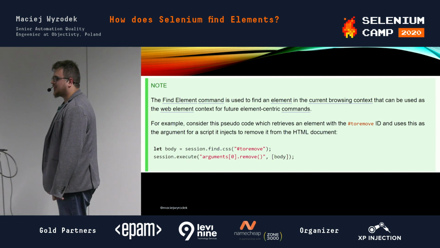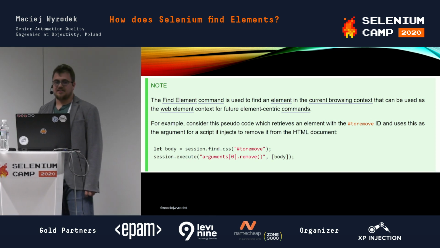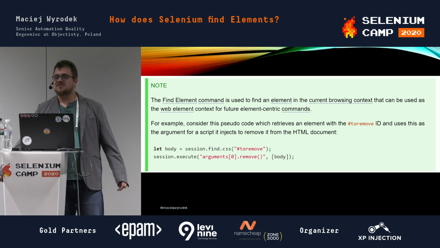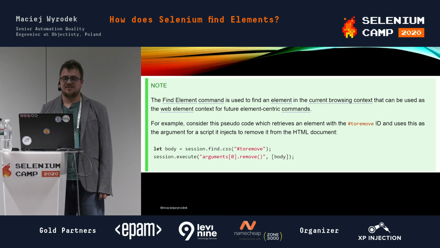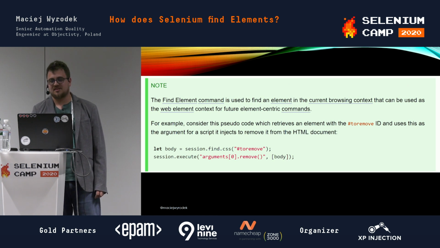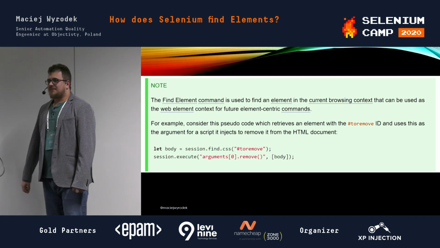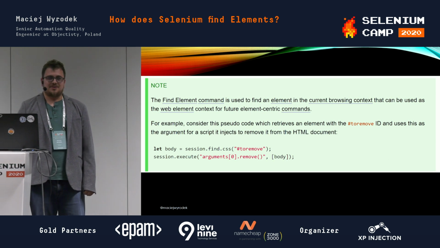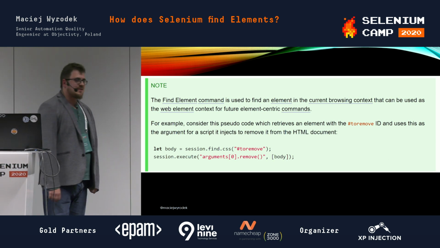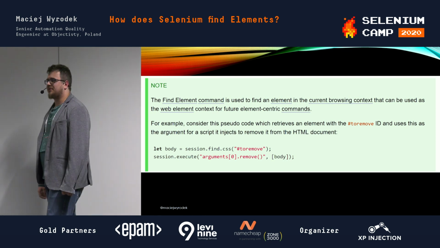And going to the documentation of Selenium, W3C, it's a similar experience. Basically, just listen to this. The find element command is used to find an element in the current browser context that can be used as the web element context for future element-centric commands. It's a mouthful. What is it saying? In short, if you find an element, you can use the element. The problem is you cannot say it that way because human language has a lot of ambiguity.